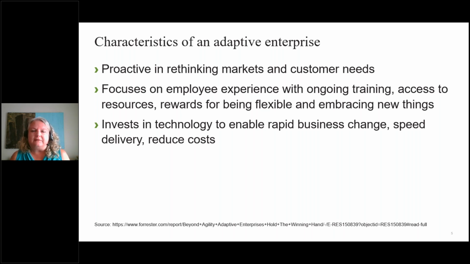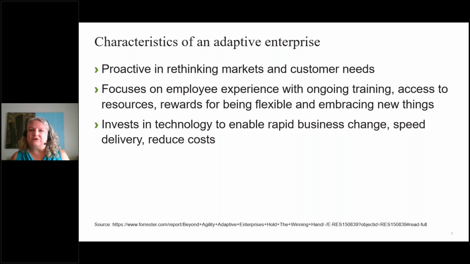We also need to make sure that this adaptive enterprise does focus on the employee experience. We need to invest in our employees: ongoing training, making them more comfortable with the digital tools that we increasingly depend on, access to resources, including the information and knowledge that floats around our enterprises, both in content management systems, but also in the heads of the employees that we work with. We need to be able to reward employees for being flexible and being willing to embrace new things. And an adaptive enterprise is also one that invests in the technologies to help enable quick business adaptivity.